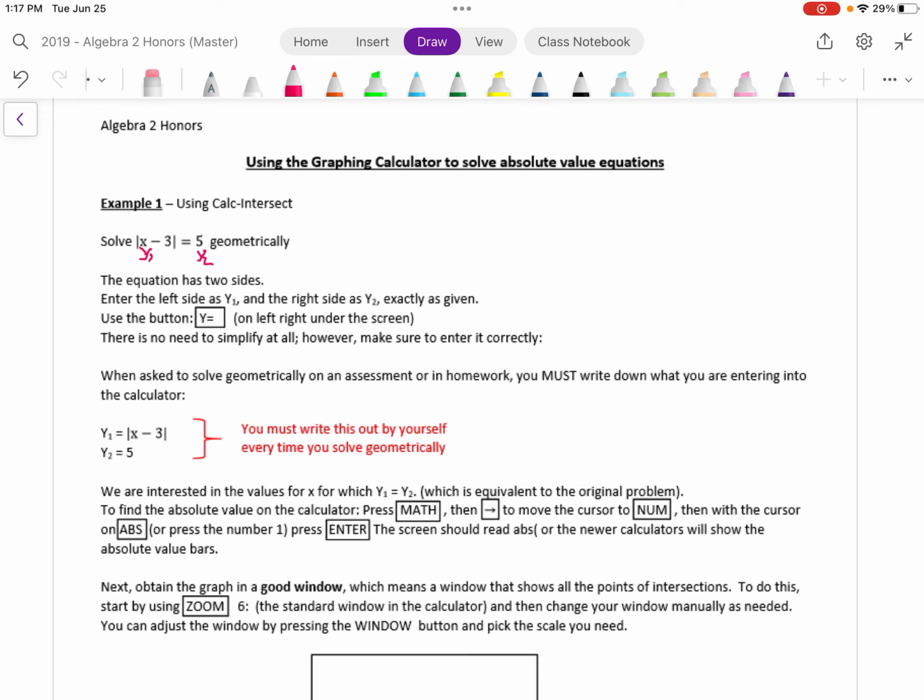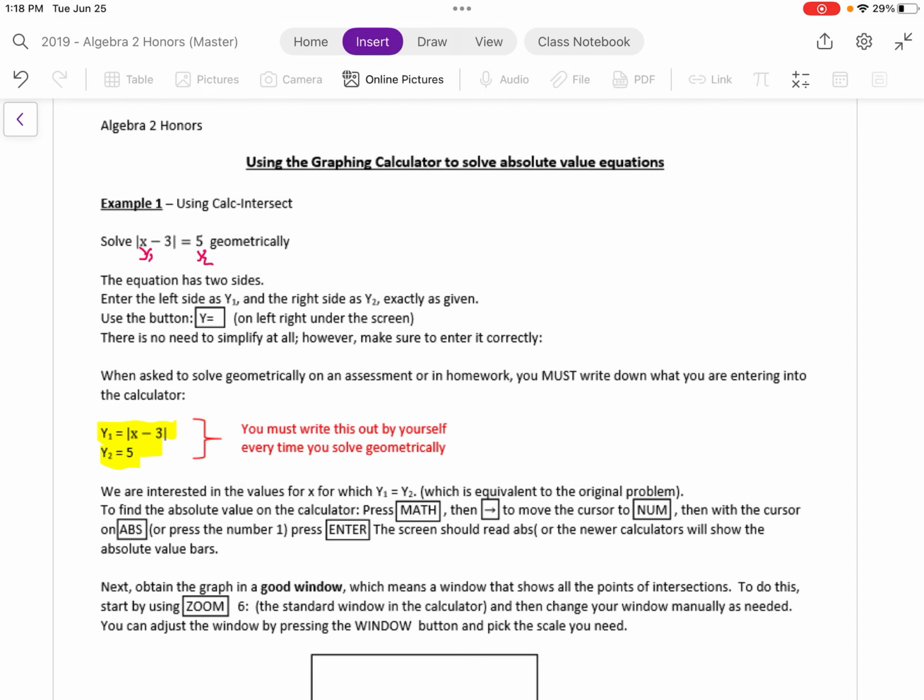And then you have to remember to write the solution, because this is the only way, when we're reading an assessment, we know what you actually put in the calculator. We can't sit next to every person and watch this, so you have to show us what it looked like in the calculator. So it is really, really important that on an assessment, if this is asked, you have to write this. This is why I wrote it there. You must write this out by yourself every time you solve geometrically. Each time, you're going to show me what you're putting in the graphing calculator. So let's actually do that. Let's put this in the graphing calculator.